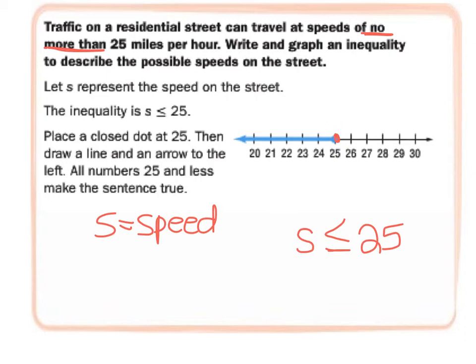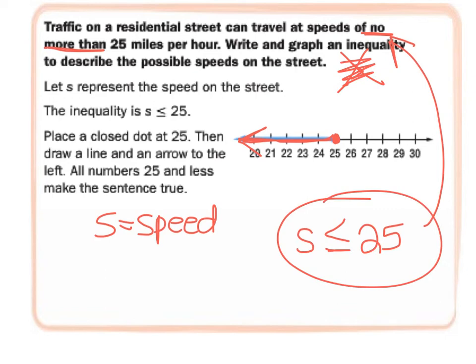I'm going to mark that on my graph. It includes 25, so my dot is closed, and it's all numbers less than 25. Now be careful because up here I underlined no more than. And when you look at that, you might think, oh, more than, greater than, so you might put the greater than sign. But you need to be careful. That's not true because speeds can't be bigger than 25. So speeds have to be less than 25.